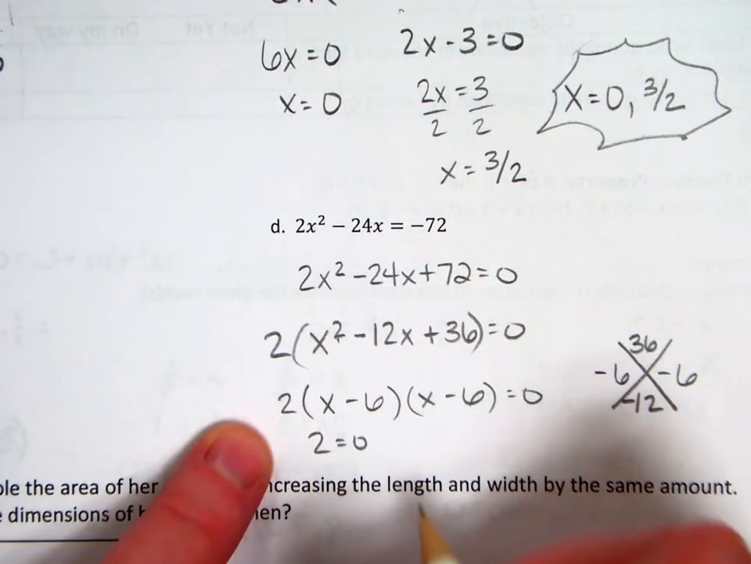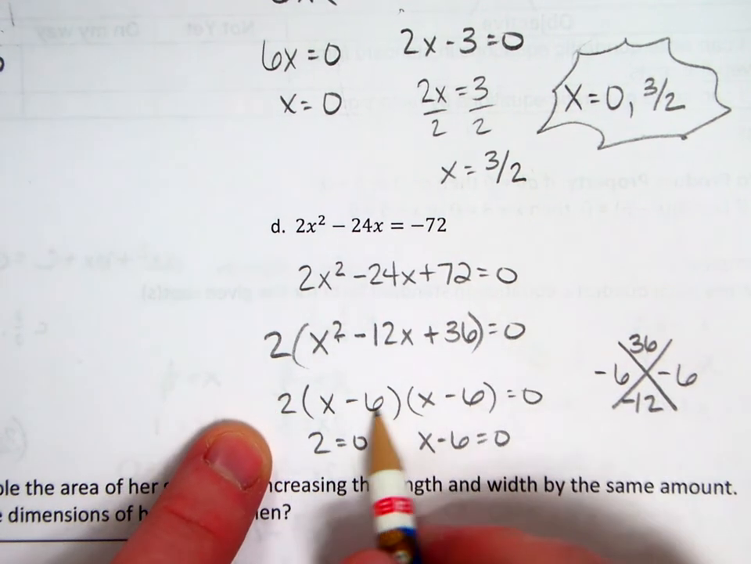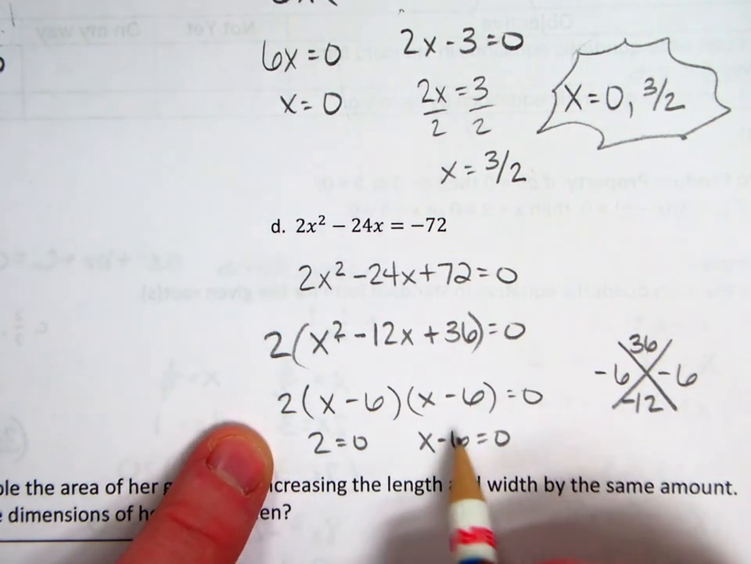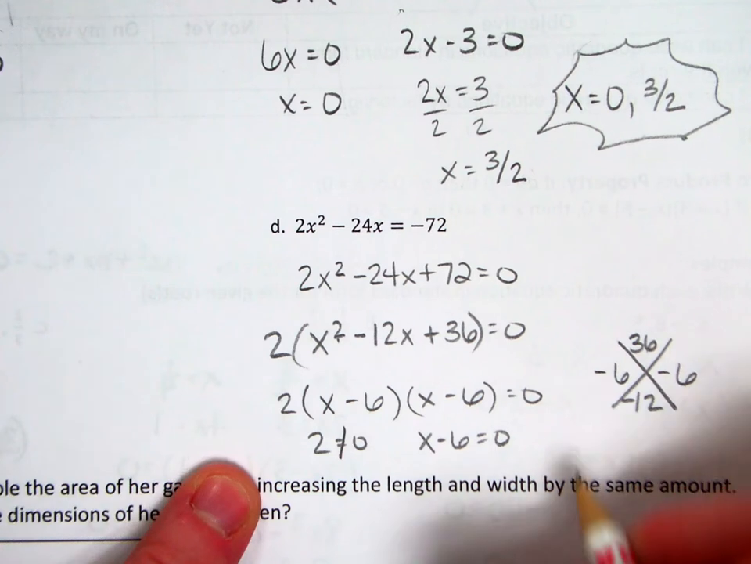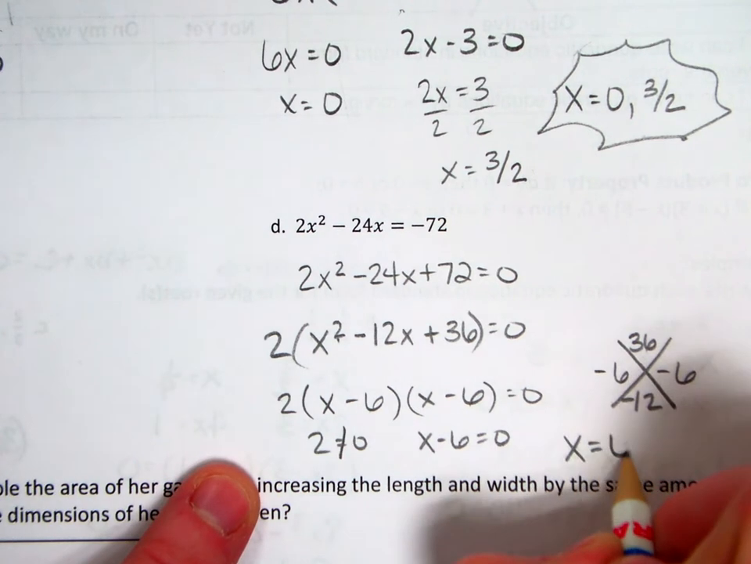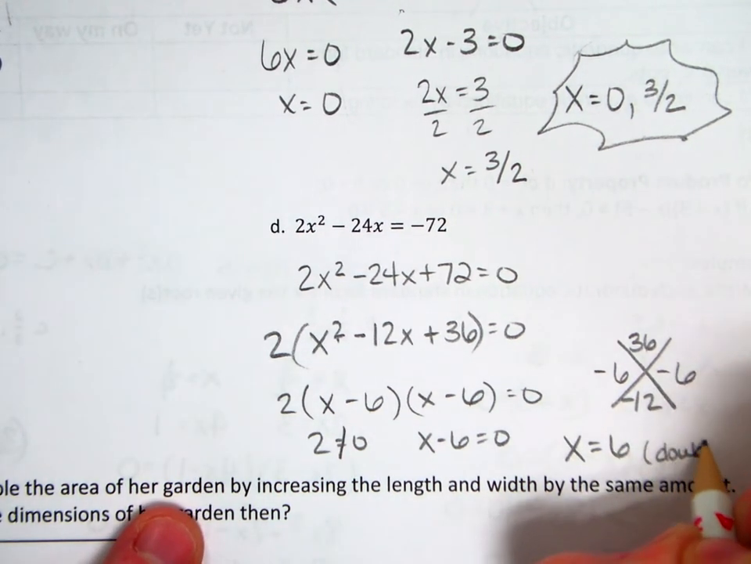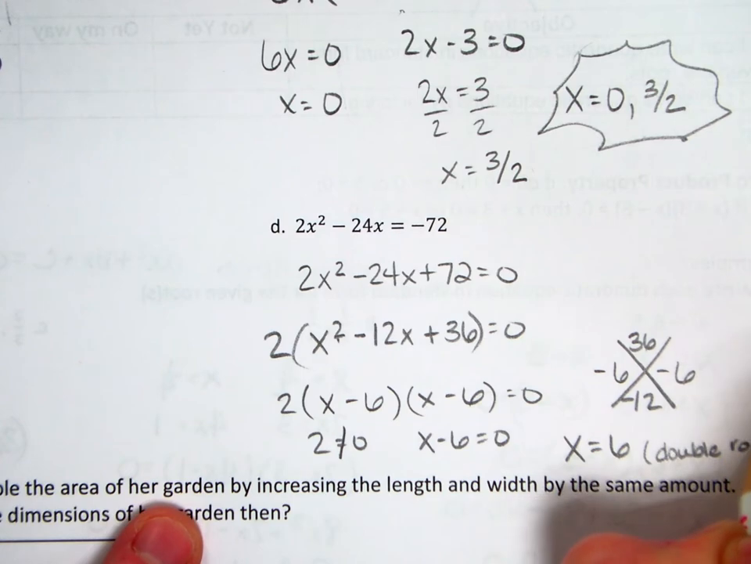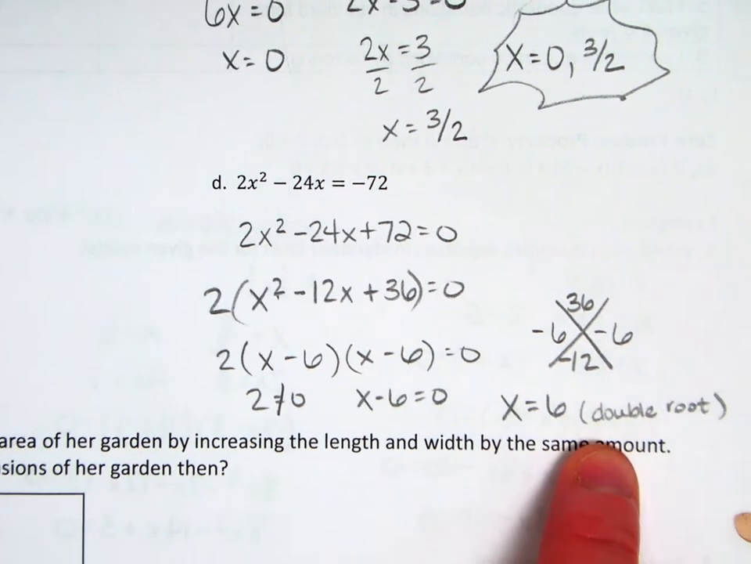So 2 equals 0, because that's a part of it. x minus 6 equals 0. And these two are the same, so I only need to do this once. This is not a true statement, so there's nothing I need to worry about there. So my answer is just x equals 6. This is a double root. The reason why it's a double root is because it happens twice. It's just a good thing to know.